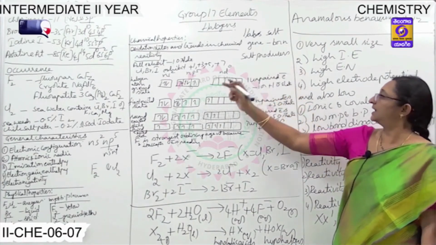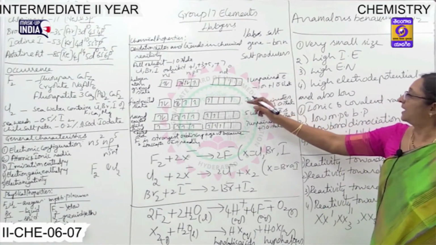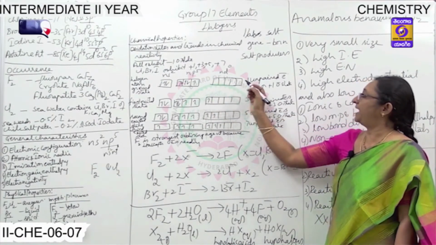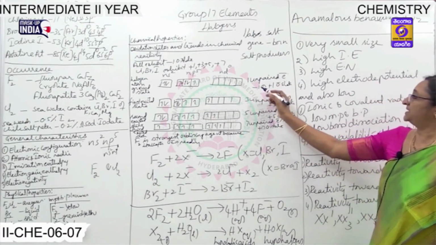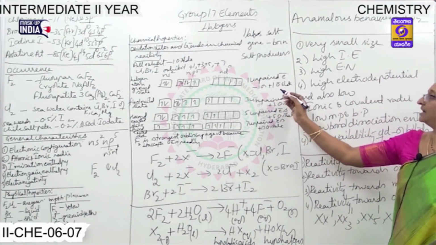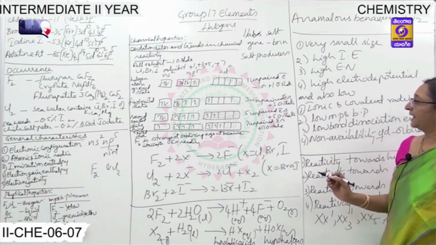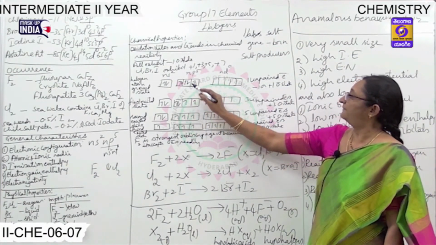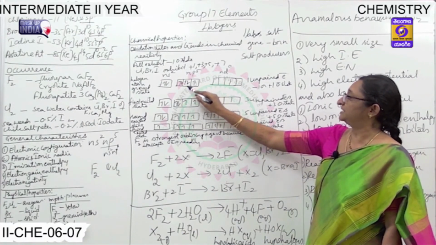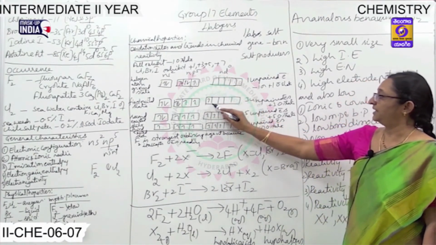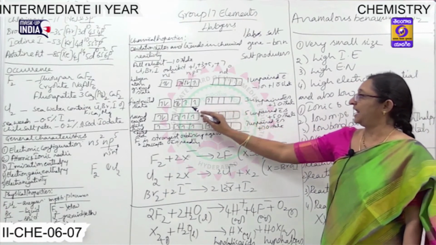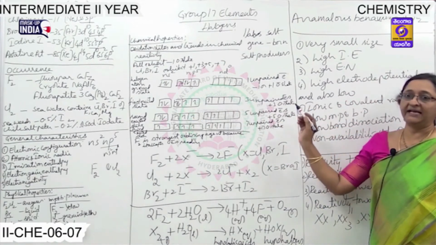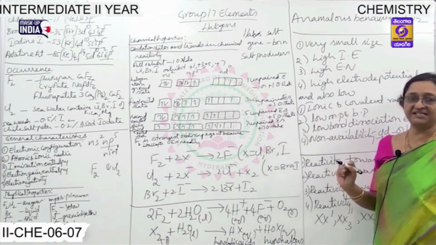Now look at these oxidation states. In the ground state, it is having only one unpaired electron, so it exhibits either -1 or +1 oxidation state. In the first excited state, that is when it absorbs energy, one electron from this p orbital, this paired electron, will jump into the d orbital. So it will have 3 unpaired electrons, exhibits +3 oxidation state.